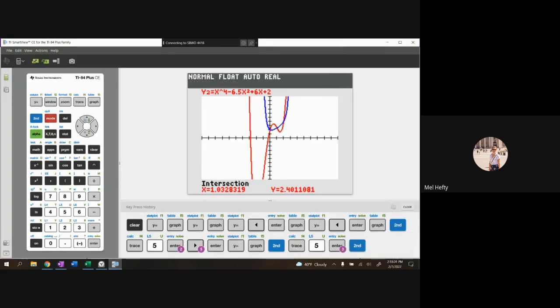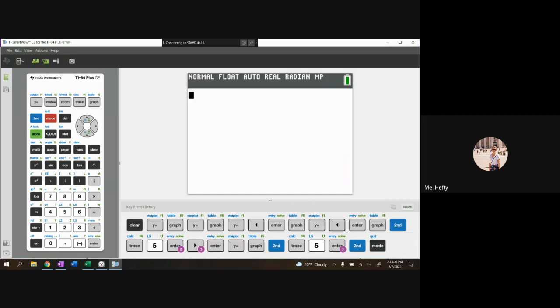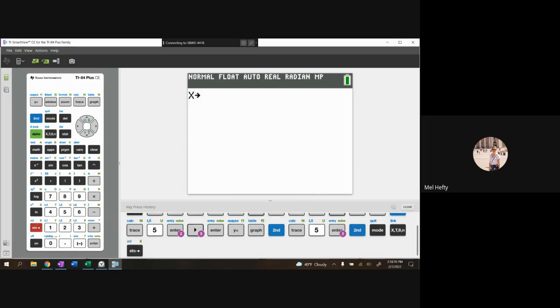I'm going to go back to the home screen by pressing second quit. I'm going to say, hey, take that X value, I want you to store it, STO, as alpha A. STO is right above ON. I'll do it again. Take that X you had, STO, right above ON, alpha A.